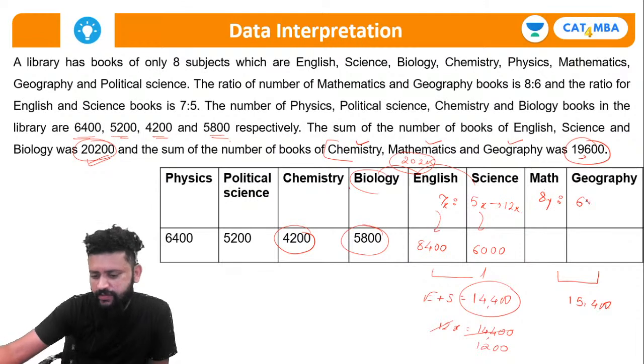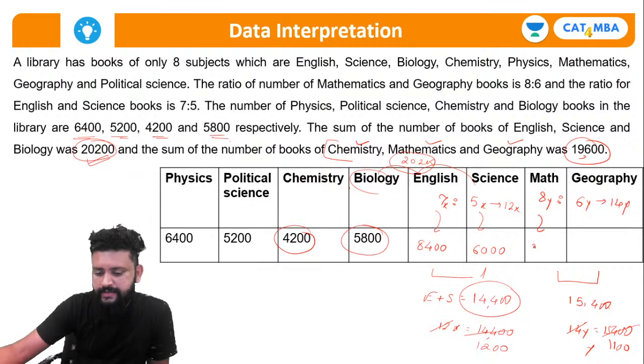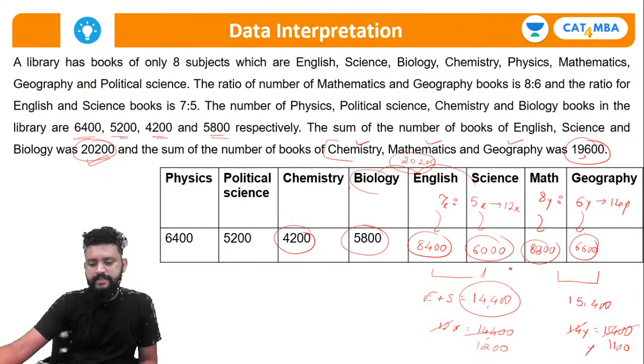Let's take it as 8y, 6y. So totally it is 14y. And if 14y is 15400, it is divisible by 14, sorry. So y is 1100, and you'll get to know the number of math books will be 8800, and the number of geography books will be 6,600. Right, Rajat? It should not take more than a minute to figure out these values, guys.